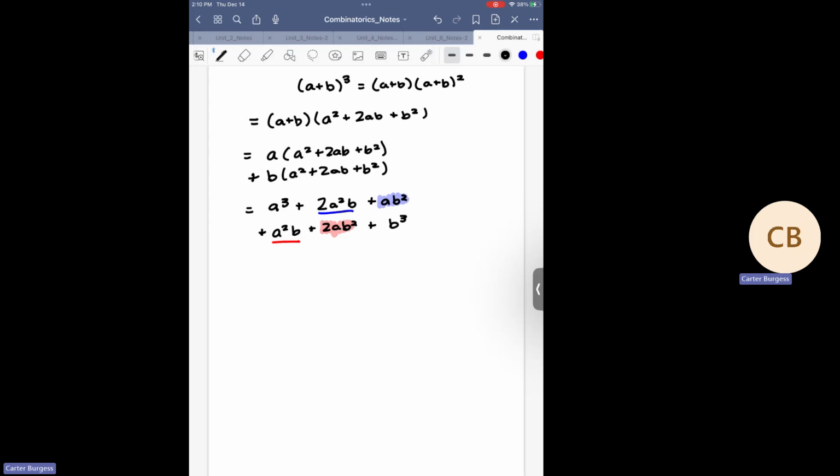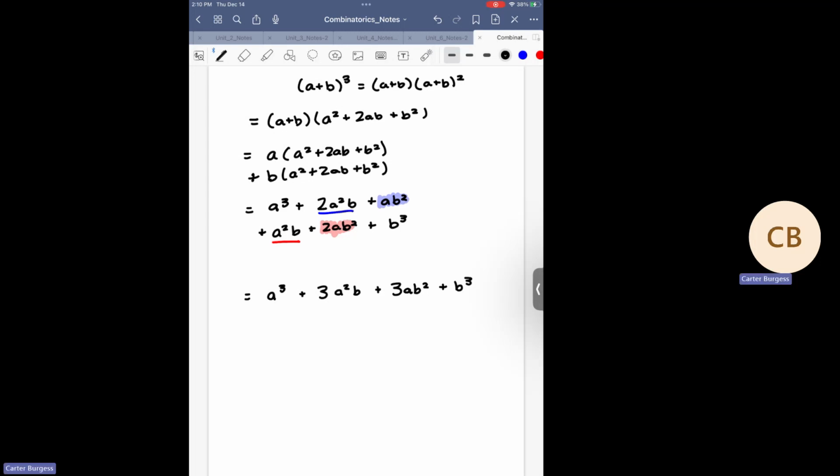For a total of 1 a cubed. Again, only one way to make a cubed. All of the things are donating a's. We have a total of 3 a squared b's. We have a total of 3 ab squareds, and we have only one way, again, to make this b cubed. So again, my question is, where did these 3's come from?